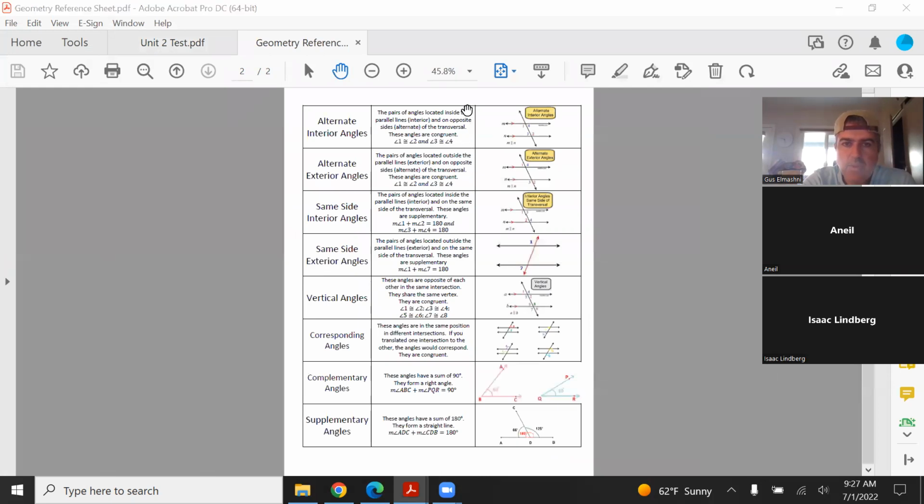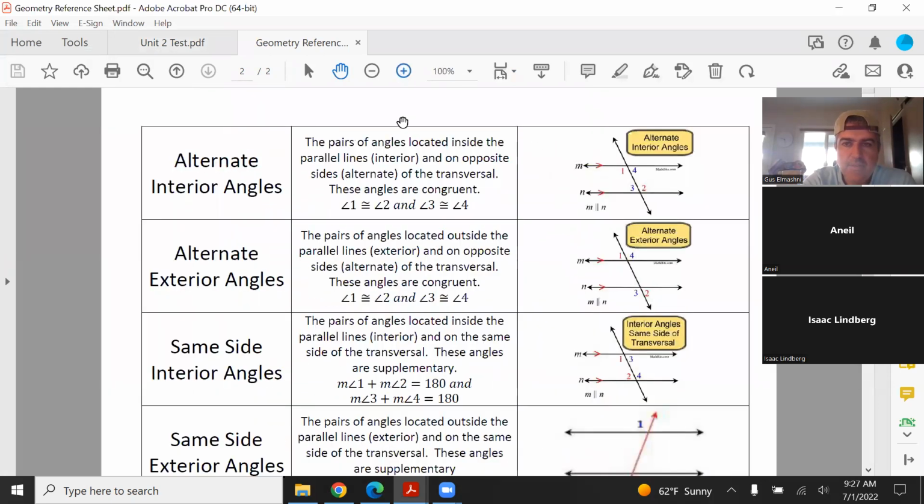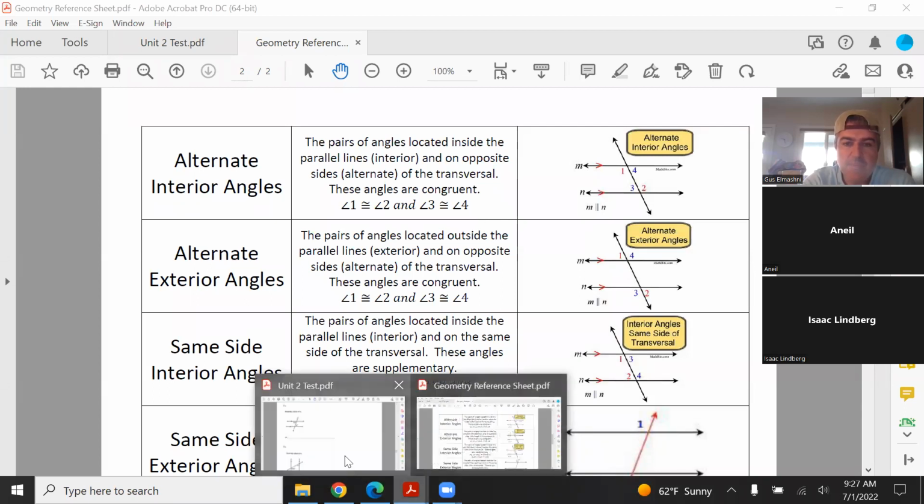Okay, it's right there, staring right in front of you. Alternate your angles. Angle 1 equals angle 2. Angle 3 equals angle 4. That's it. It's right there. You had the resource. There's no reason to miss this problem.